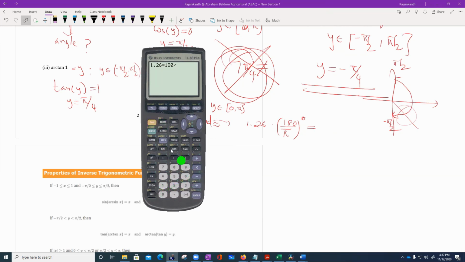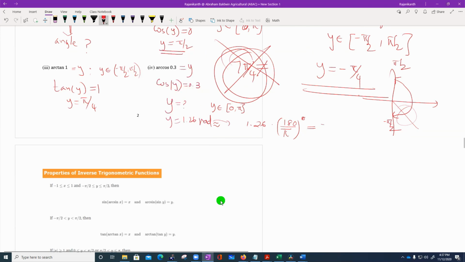Where's pi? Do you see pi here? Yeah, right there. How many degrees? 72 degrees, 72.54. So if you find the cosine of 72.2 degrees, it will give you the 0.3 answer. Makes sense, right? Okay, so now this is the way to find the angles.